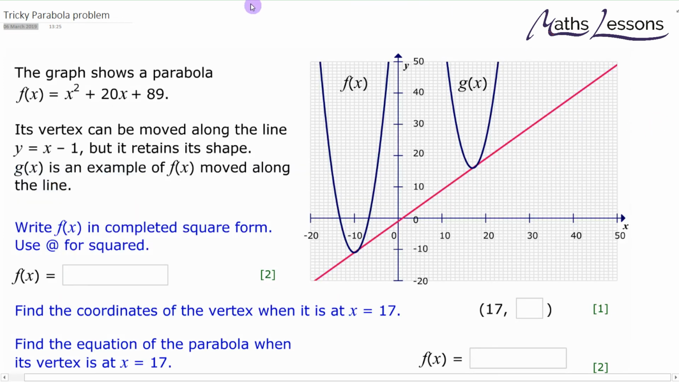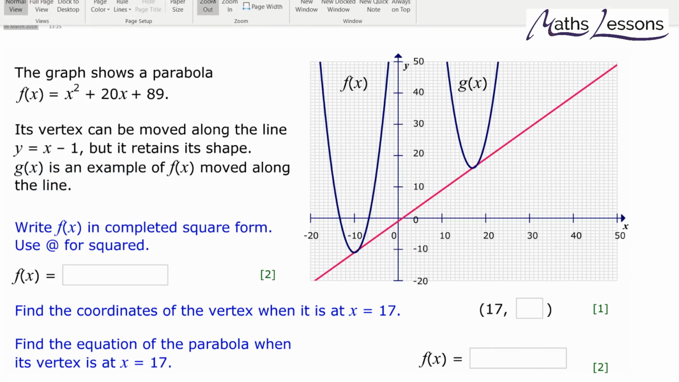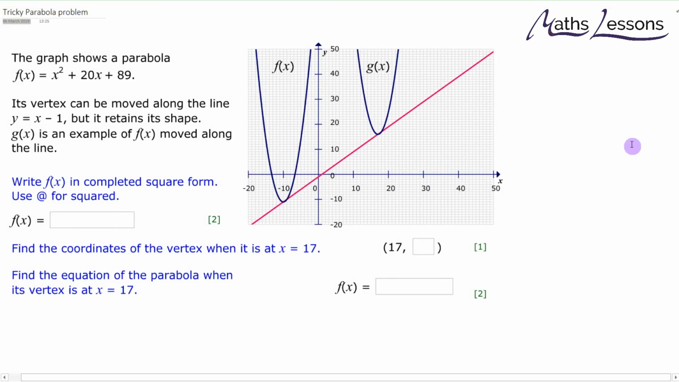Right, I've got a nasty little parabola question. Just going to zoom out a little bit here so you can see it all. See if you can work this one out. Again, I'll give you 3 minutes to think about it.